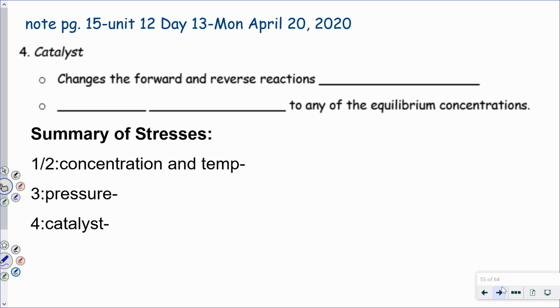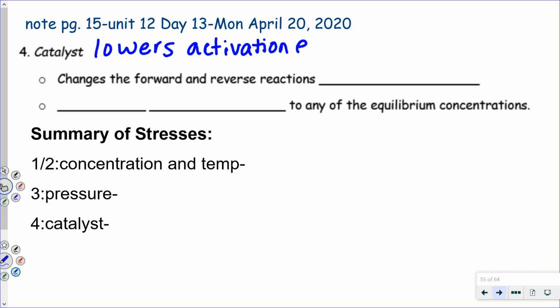A catalyst we heard about when we did potential energy diagrams. A catalyst lowers the activation energy. So remember, it lowers activation energy. I don't know why that's making a highlighter.